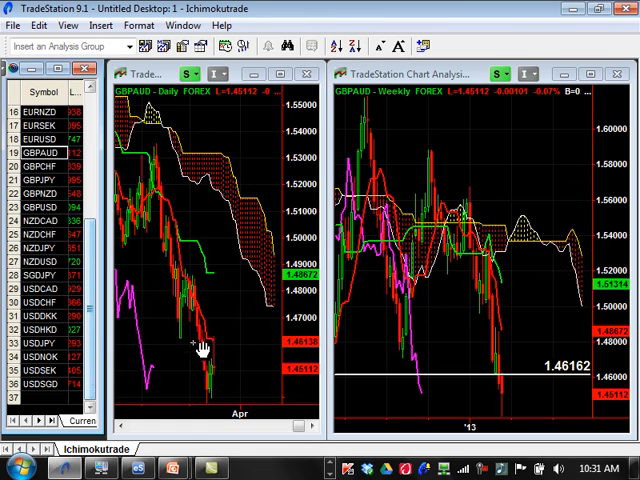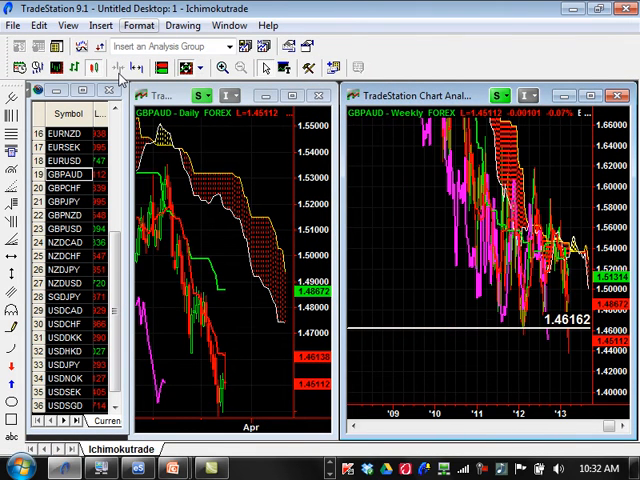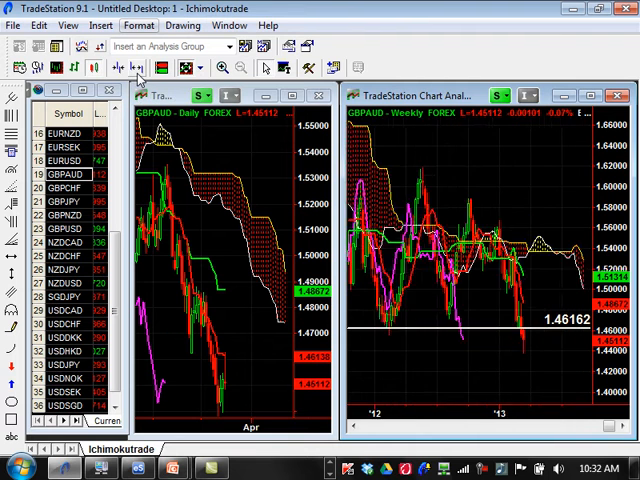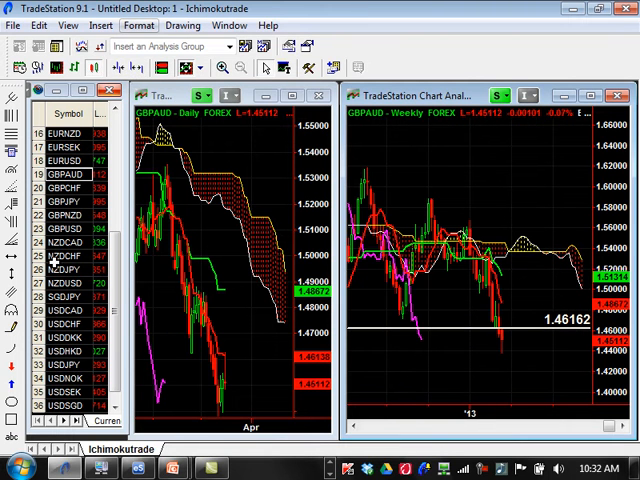Pound Australian is still going down. This is trending to the downside. Nothing really to talk about here. 46.13 is basically its minor resistance level there. Let's see if we can find a support. Nope, we can't find a support level. So this is bearish trending to the downside. So keep an eye on that one.